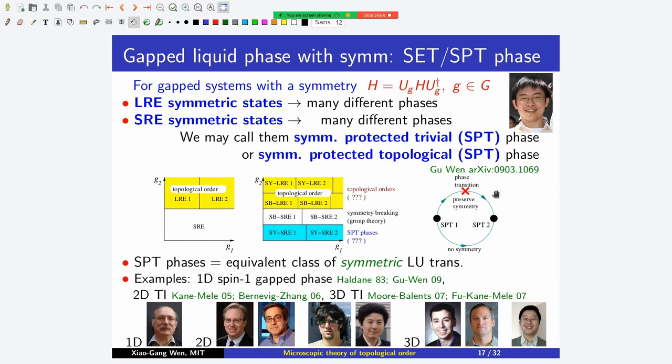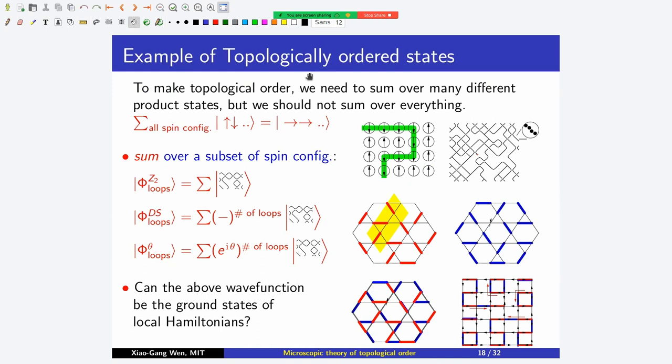So now let's concentrate on topologically ordered states, meaning long-range entangled states. What is the simplest picture to build a long-range entangled state? Certainly a product state is not a long-range entangled state. The single product doesn't work. So we want to do a superposition of product states to build entanglement. But we cannot overdo it. If you consider all superpositions, we basically get a state of horizontal spins. So here the idea is that we sum over a subset of configurations.